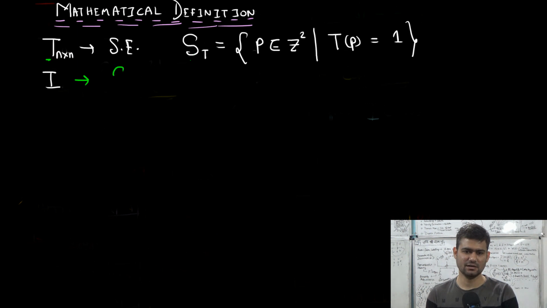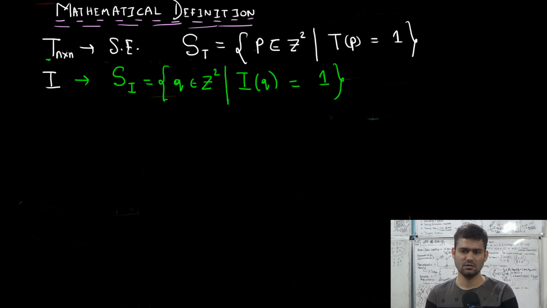So we have a set Si, which is a set of all pixel coordinates Q in Z square. So Q is again a set of all pixel coordinates. It's a two-dimensional integer vector such that I of Q is equal to 1, where I is our again binary image, and T, the operator, is also binary.